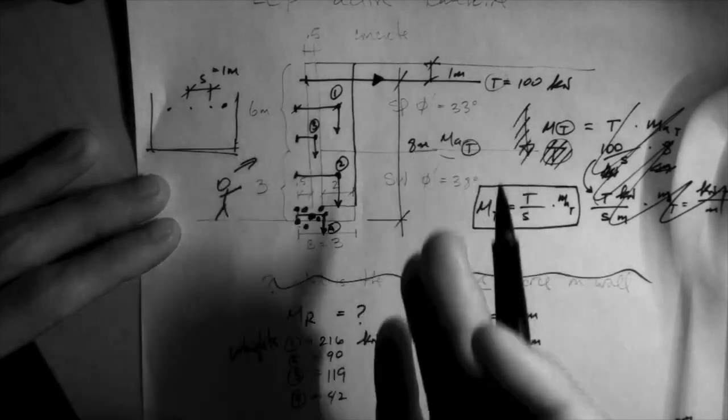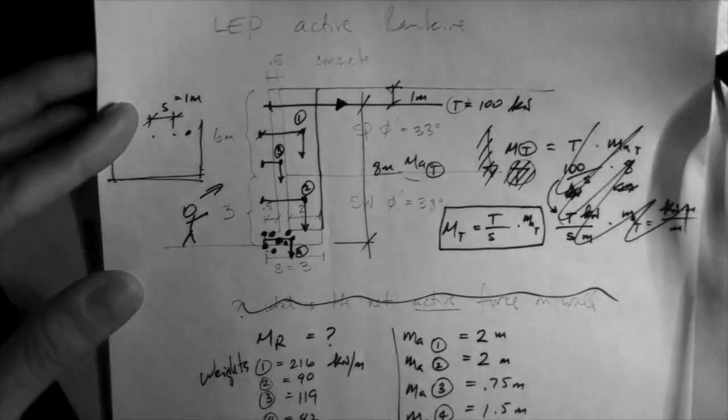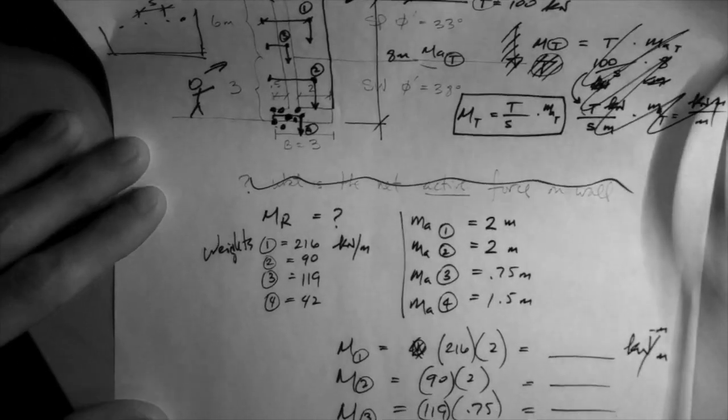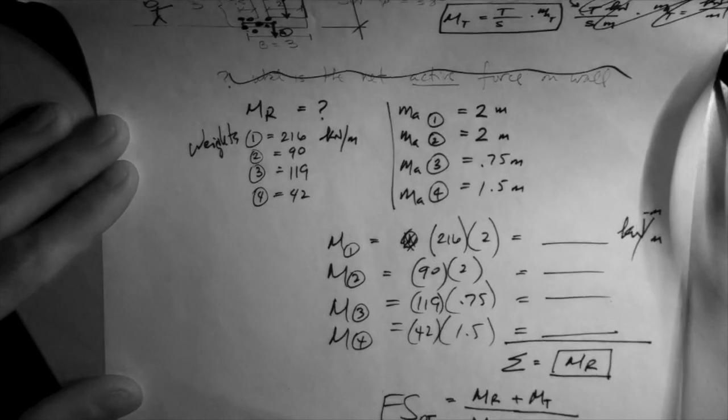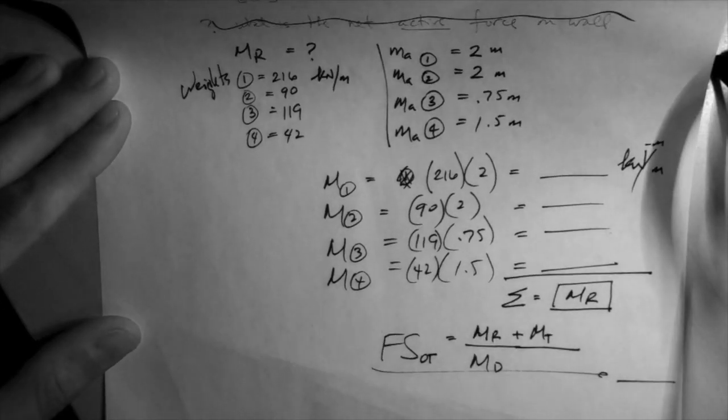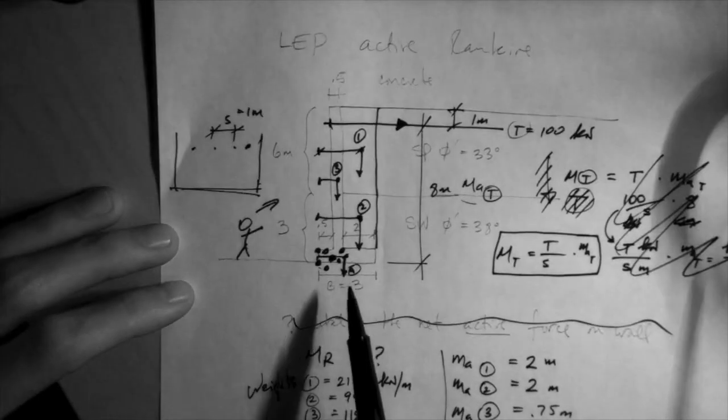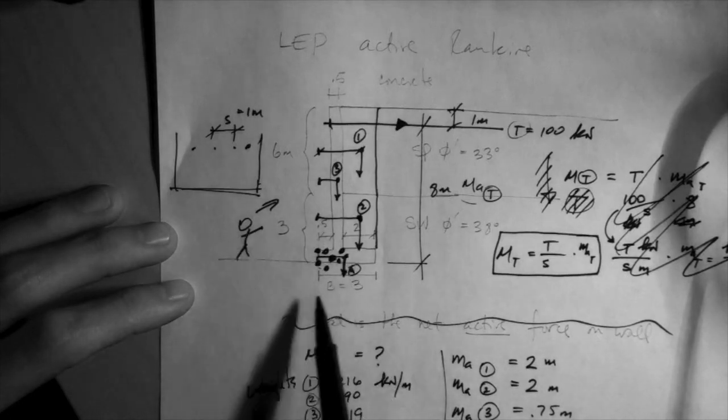So clearly, when you do this in a firm or at a company, you don't really do it by hand. You may check your results for one point by hand, but you really do it with software, and you ask the software to evaluate the factors of safety for different points.